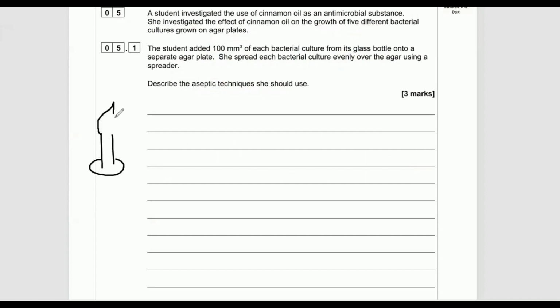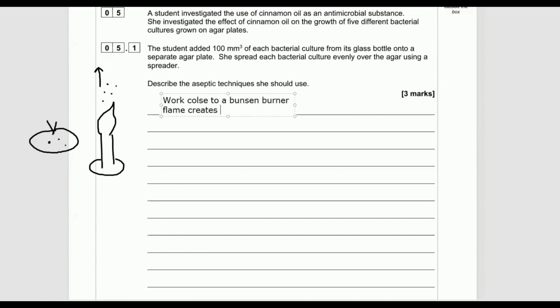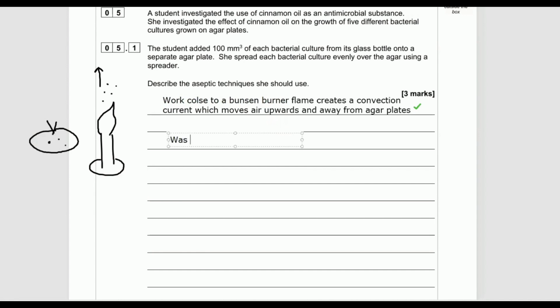So one aseptic technique we can use is to work close to a heat source, such as a Bunsen burner flame. This will make the air rise by convection currents and take any microorganisms in the air that may contaminate our plate, take them up and away from the area we're working. Hence, protect the plate from being contaminated by microorganisms. Another thing is the person carrying out the experiment, the student in this case, she should clean her hands. You can just wash them with soap or antiseptic solution or antibacterial hand wash, something that will kill microorganisms or get rid of them on the hands so they don't contaminate the agar plate.